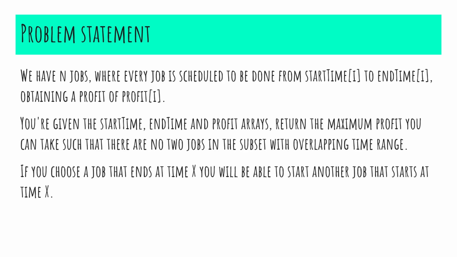Return the maximum profit you can take such that there are no two jobs in the subset with overlapping time range. By overlapping time range, we mean to say that you cannot perform two jobs simultaneously. You can start with a job only when you have completed the previous job. If you choose a job that ends at time X, you will be able to start another job that starts at time X.